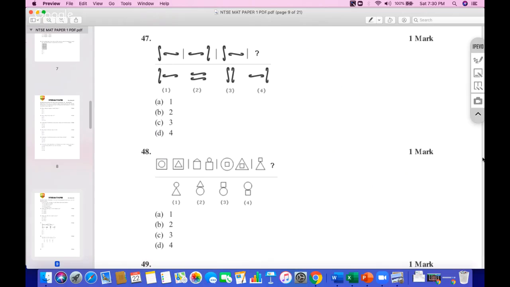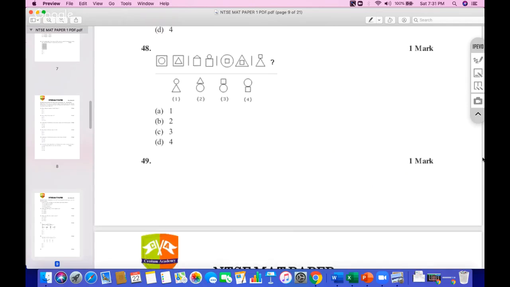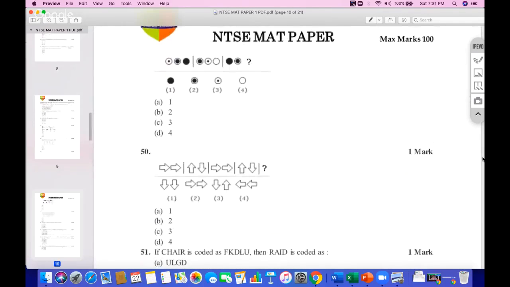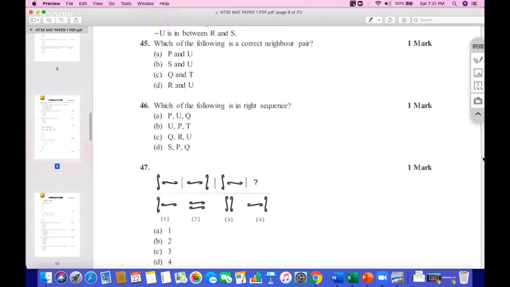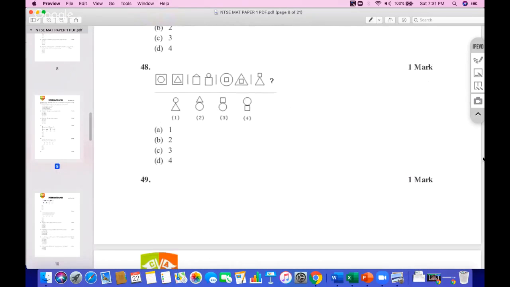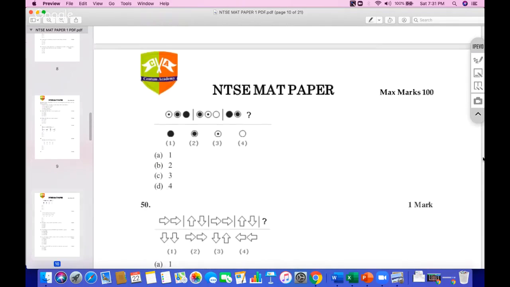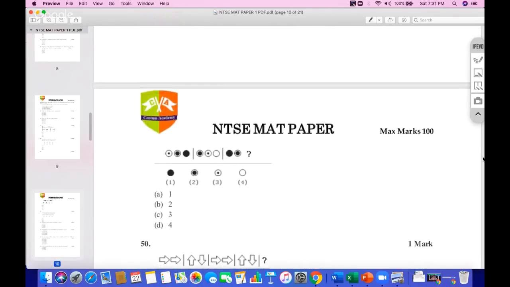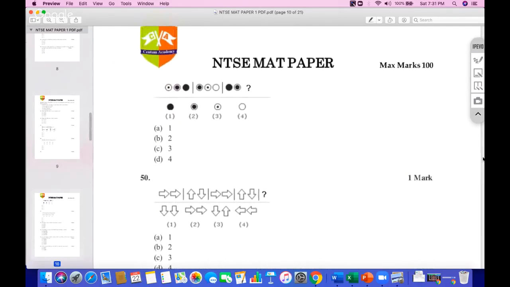Okay, what answer have you been giving me? 47 you are saying it's D, and 48 you are saying that it's C. So 47 is D and 48 is C. So okay, I'm not solving these questions. Solve question number 49 and 50. What you have to find out? You have to find out, fill in the blanks. So this is 49 and 50. Just solve it.